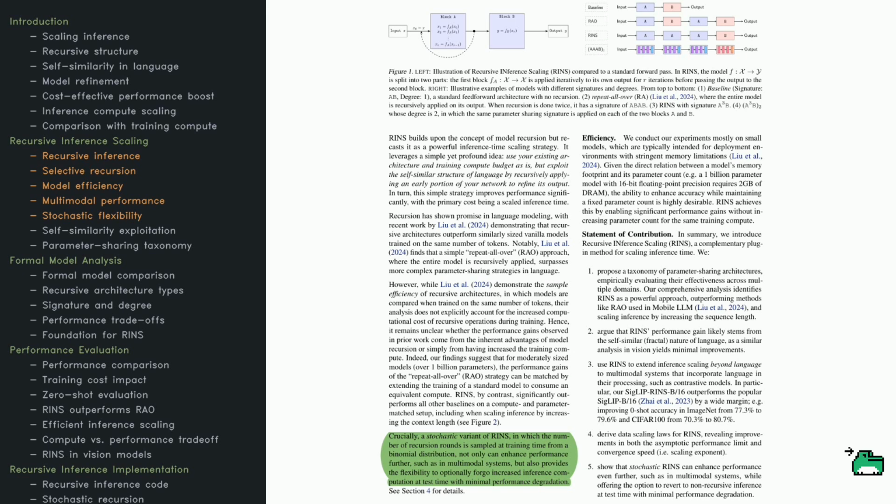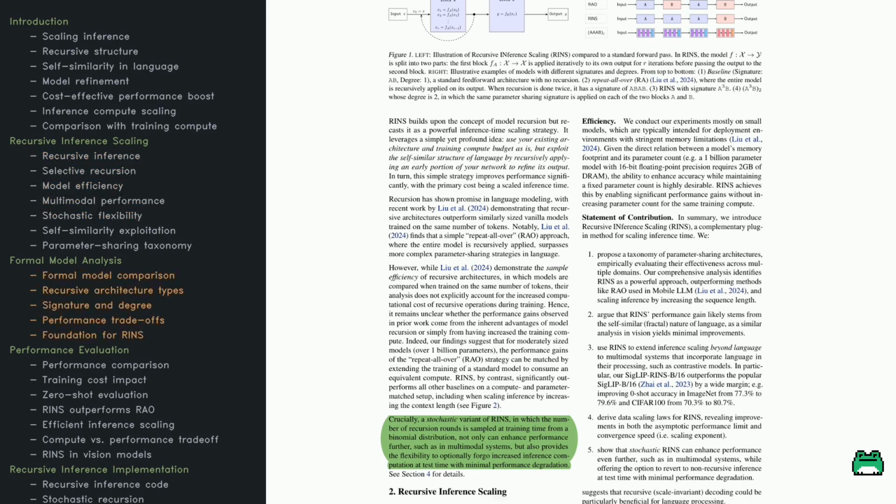One of the most interesting parts is how stochastic recursion can make RINS adaptable. Instead of applying recursion a fixed number of times, we can randomize how often those loops happen. That means you can dial the recursion up or down on the fly, depending on your system's constraints. They also point out that RINS extends to tasks beyond just text. For instance, it's shown to work in multimodal tasks, such as image classification, offering consistent improvements in benchmarks like ImageNet. So it's not just for language. This trick can be quite versatile.